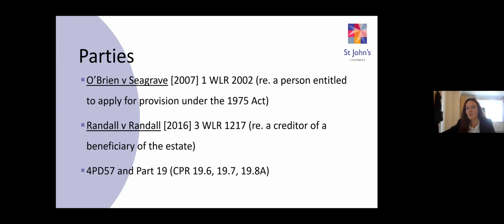To some extent, paragraph 4 of Practice Direction 57 offers assistance in this regard, as it provides that in giving case management directions in a probate claim, the court will give consideration to the questions: 1, whether any person who may be affected by the claim and who is not joined as a party should be joined as a party or given notice of the claim, whether under Rule 19.8A or otherwise, and 2, whether to make a representation order under Rule 19.6 or 19.7.